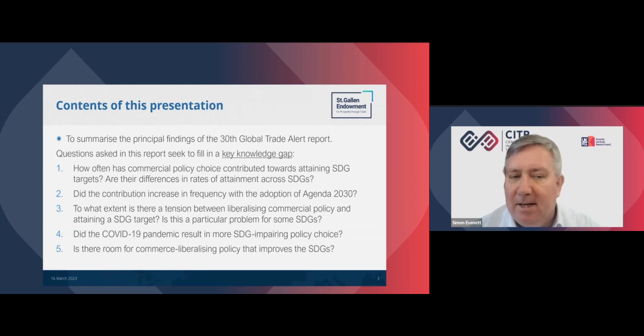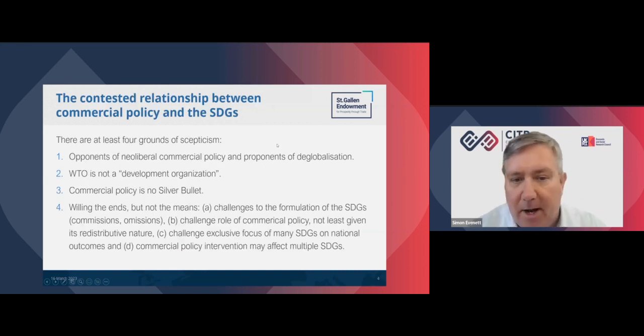Then the third question is, given the way the SDGs are stated, are there any tensions between liberalizing commercial policy and attaining an SDG target? And is this a problem for certain SDGs? The fourth question will ask whether or not the COVID-19 pandemic blew us off track and we ended up with more SDG impairing policies or policies which take us back away from the SDG targets. And the fifth question is to ask, well, where could more openness contribute towards improving SDG performance? So these are the questions that I would like to address after I have discussed the standing of the SDGs in the trade policy community, which is my next slide.